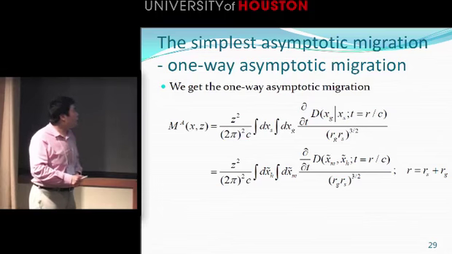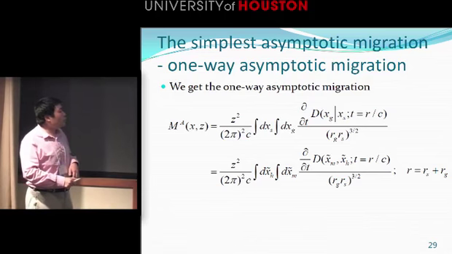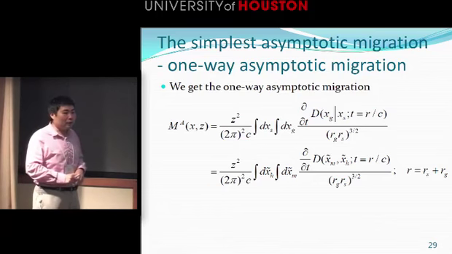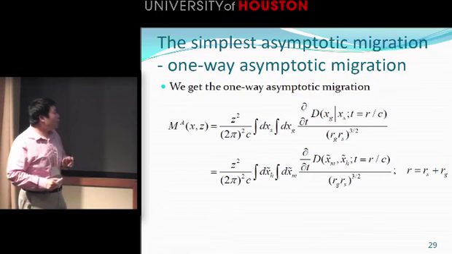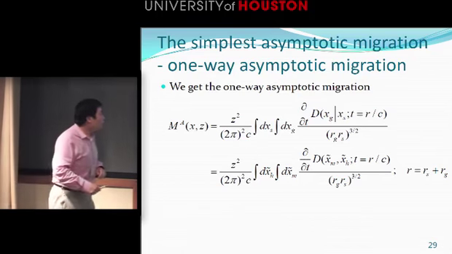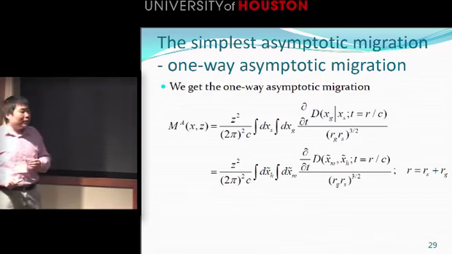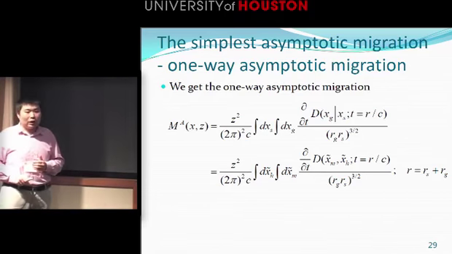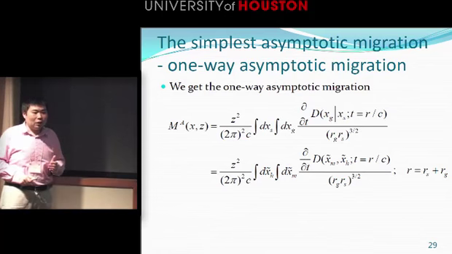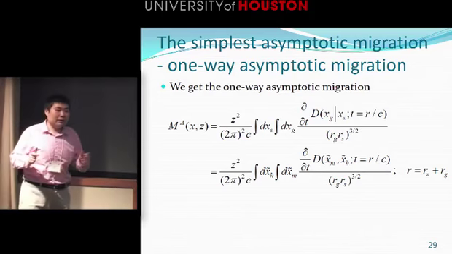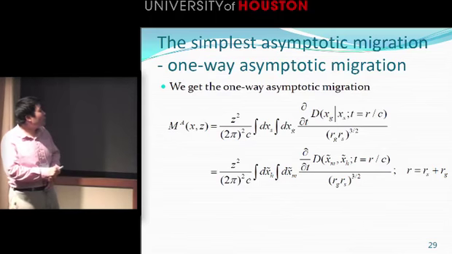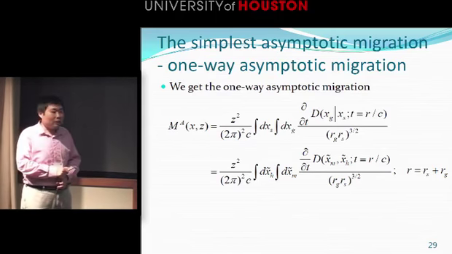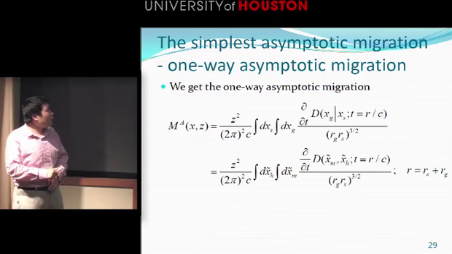And we did the same thing. We just do the change of variable from the source and the receiver to the middle point and the offset. We get this formula for the asymptotic migration, one-way asymptotic migration. And I want to emphasize one point here. After we do the asymptotic approximation, or the stationary phase approximation, we do not have any subsurface requirement corresponding to this imaging. This is just the asymptotic migration.